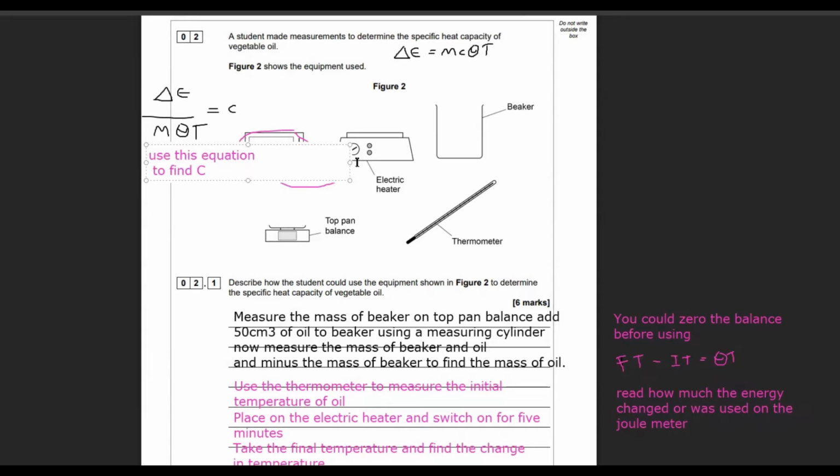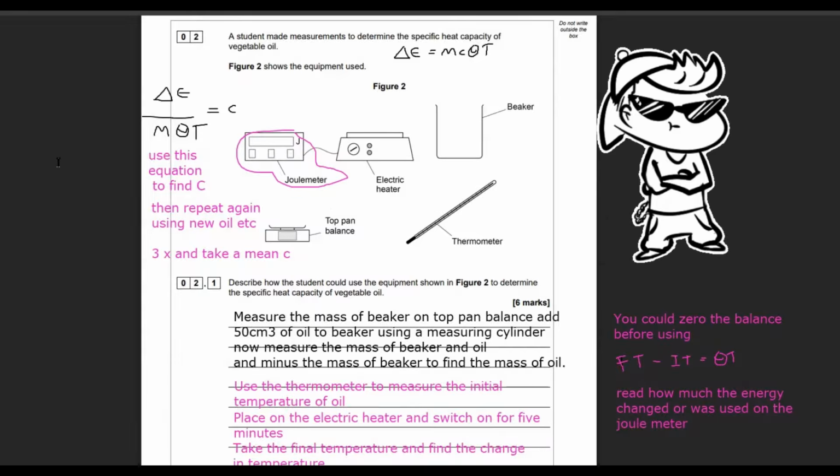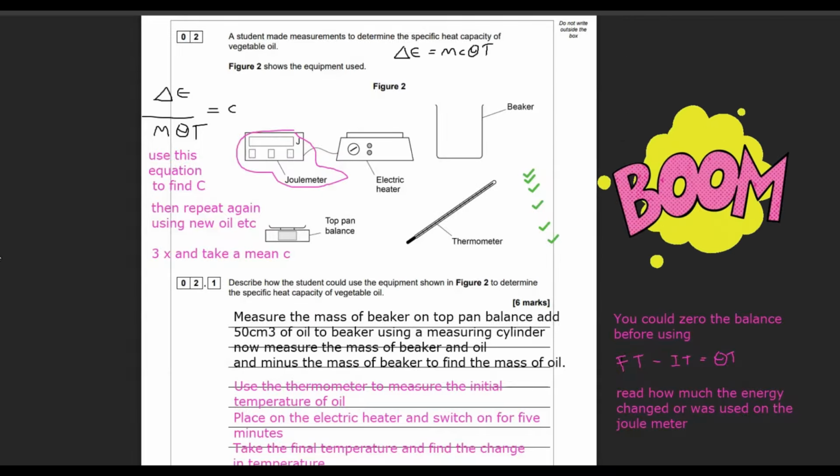Now, what we might want to say here is then repeat again using new oil, 3 times, and take a mean C. Find the mean specific heat capacity. So I want to do it 3 times again using oil. I could use different masses of oil. It doesn't really matter. The specific heat capacity should work out the same each time. And there we go. That's going to get me 6 marks. 1, 2, 3, 4, 5, 6. Boom. Right, let's move on.